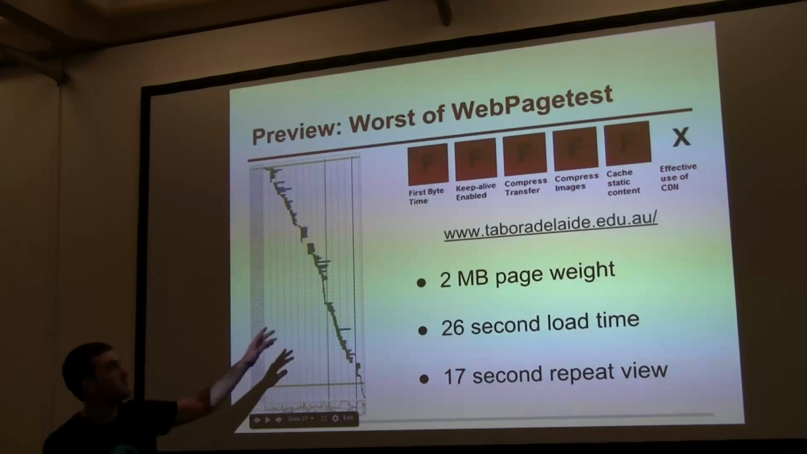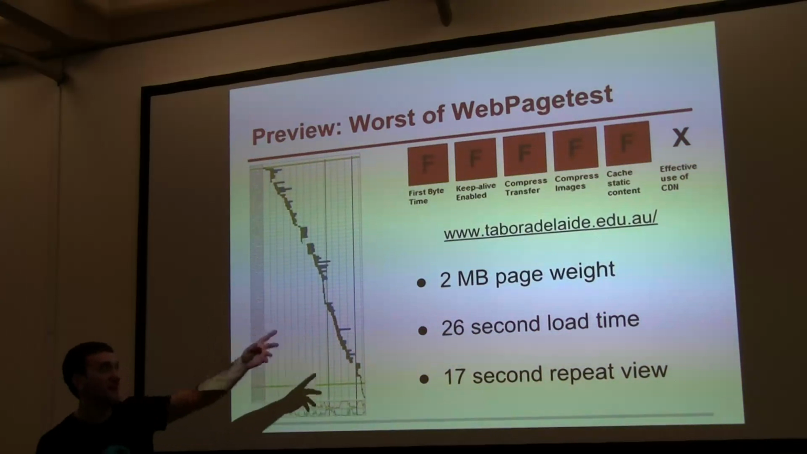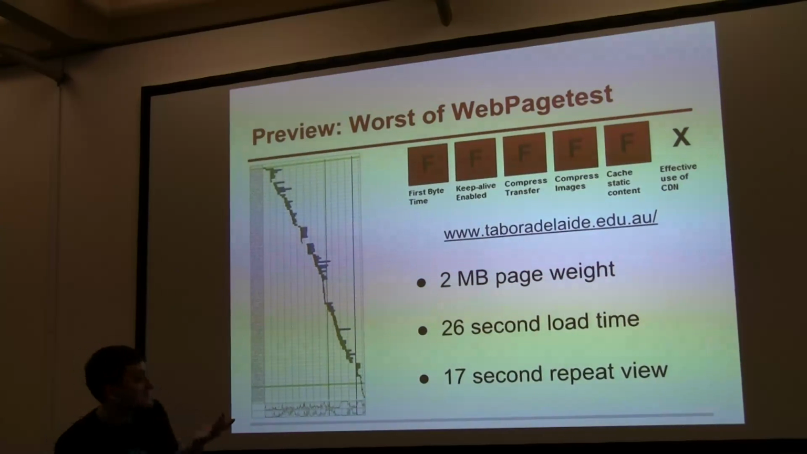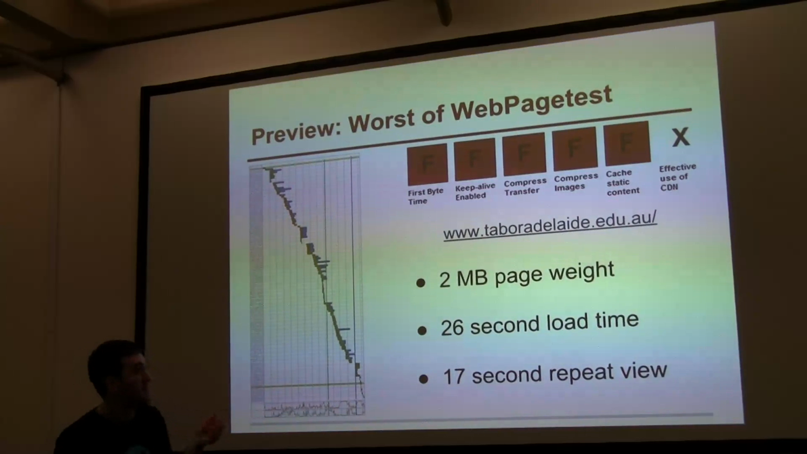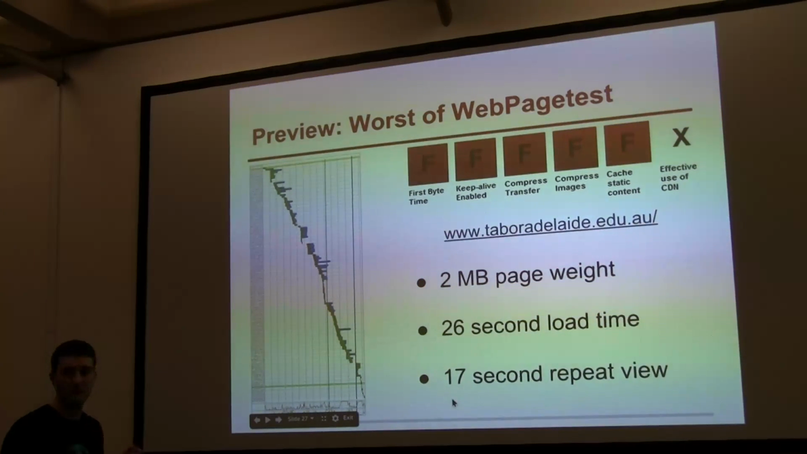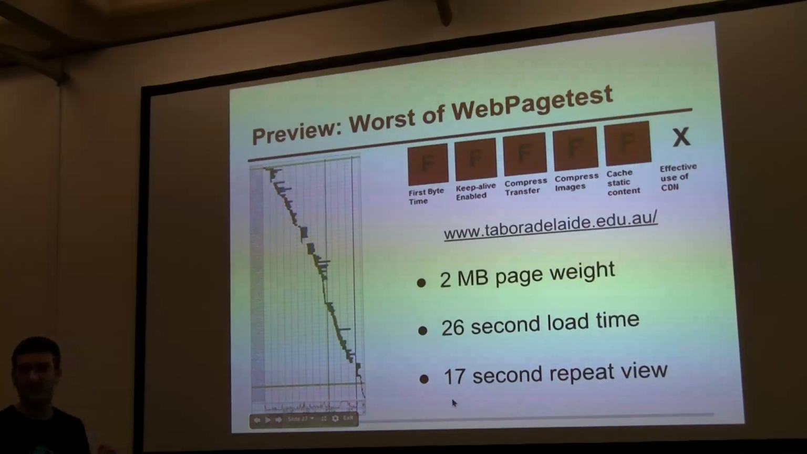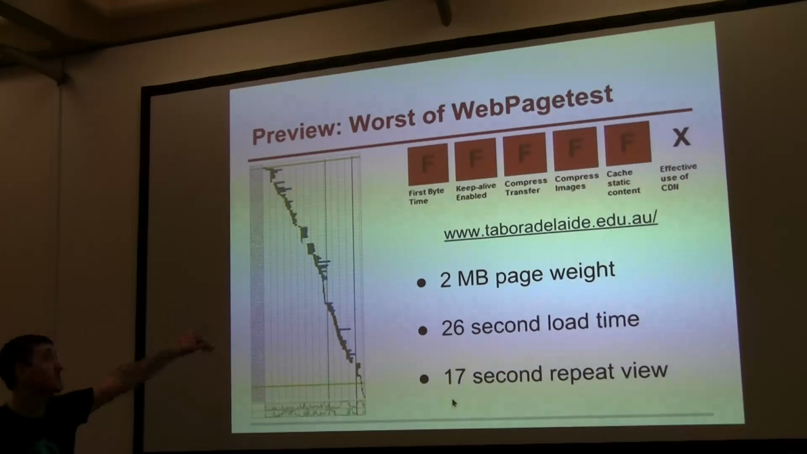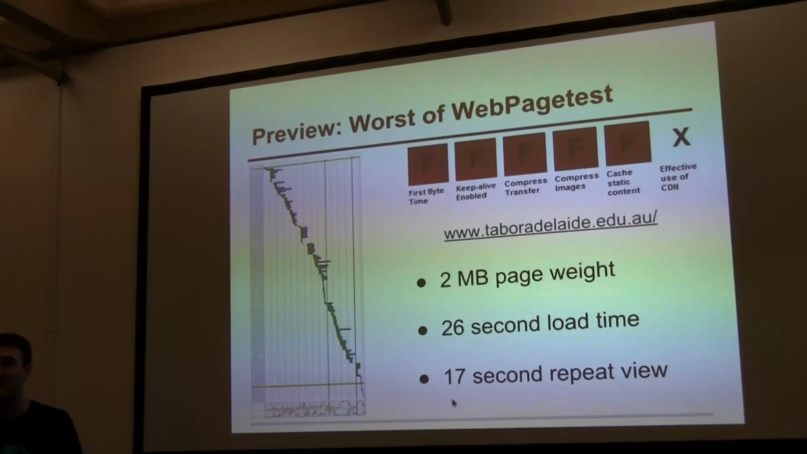The worst possible web page test score, Fs and an X. TaberAdelaide.edu. This is a school in Australia. 2 megabyte page weight. Not as bad as before. I think combined everything was even worse. 26-second load time, 17-second repeat view. That's frightening. When you have a repeat view, if web page test is forgiving, they'll show you, okay, you probably intended to have that cached, so I'm going to cache that for you. 17 seconds, even with that, that's pretty bad.